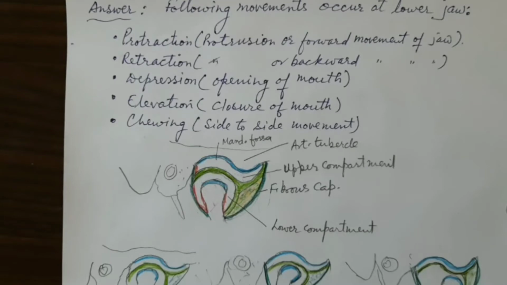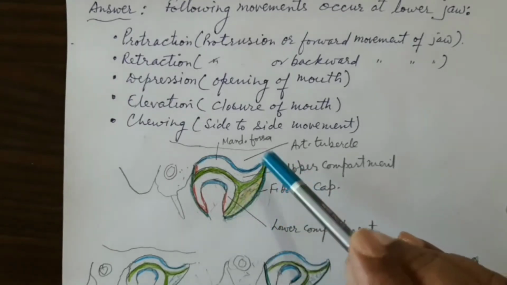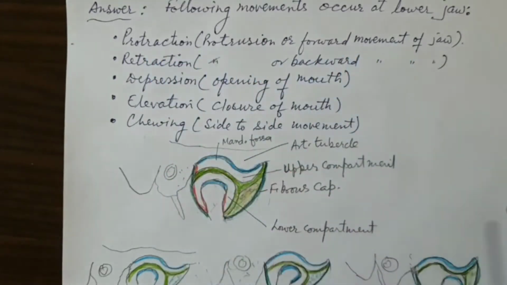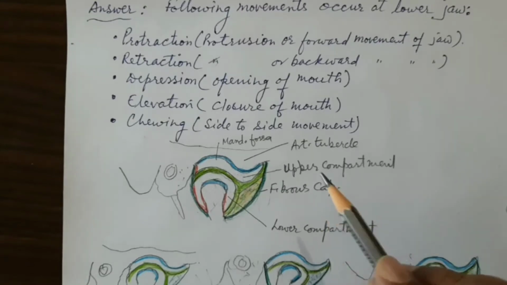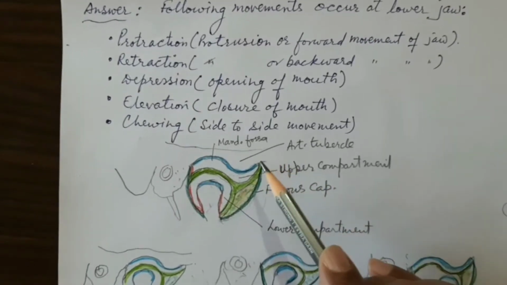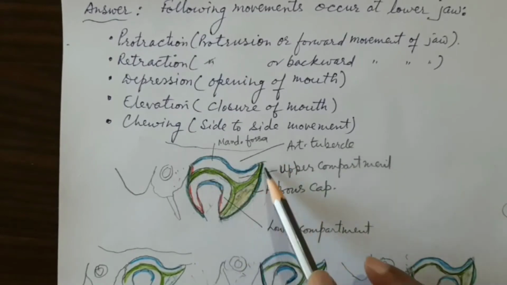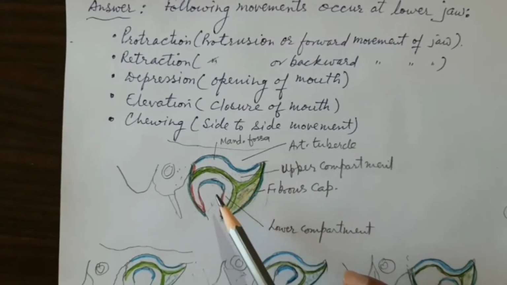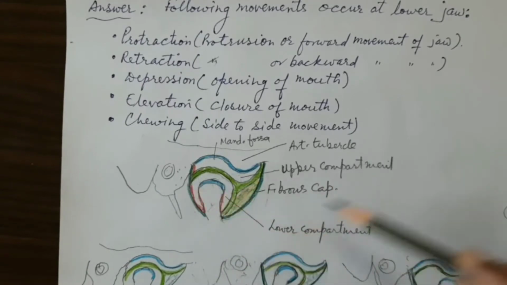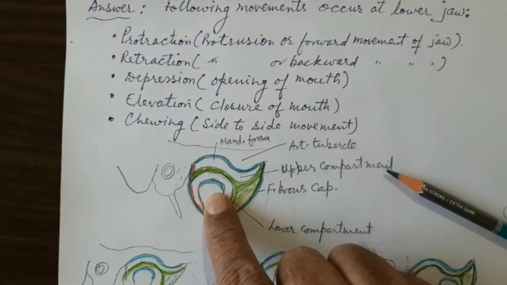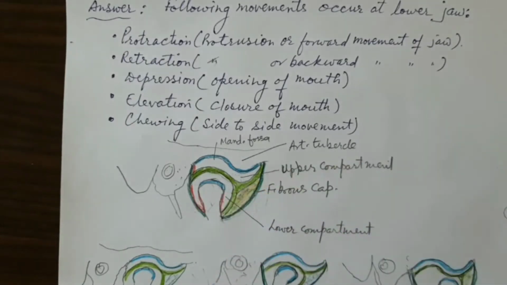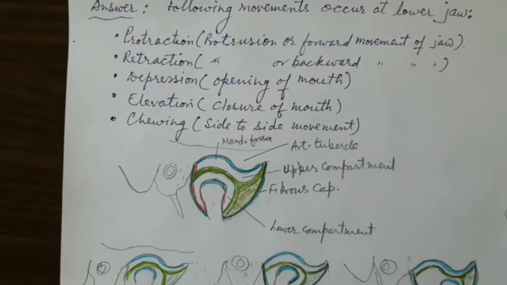With this brief introduction of the TM joint and its surfaces, let us come to the first movement, that is protraction, or the forward movement of the joint. In this movement, the articular disc and the head of the mandible both glide forward. As I said, in the lower compartment where the head is located, the head and the disc both glide forward.